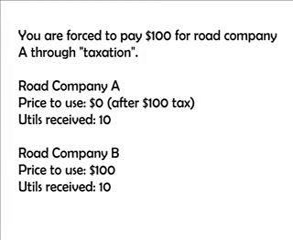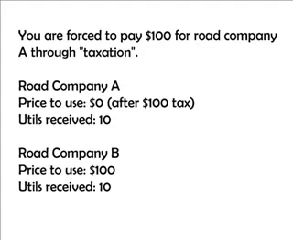Let's say you have Road Company A and Road Company B. You are forced to pay $100 per year, per month, whatever. It's just $100 for Road Company A through taxation. This is a public road. So for Road Company A, the price to use is $0. It is free to use after the $100 tax, after you've paid your taxes.